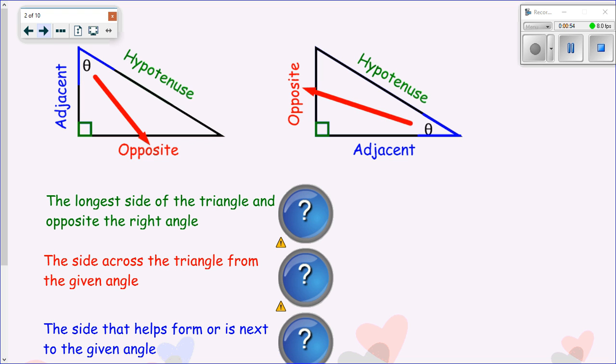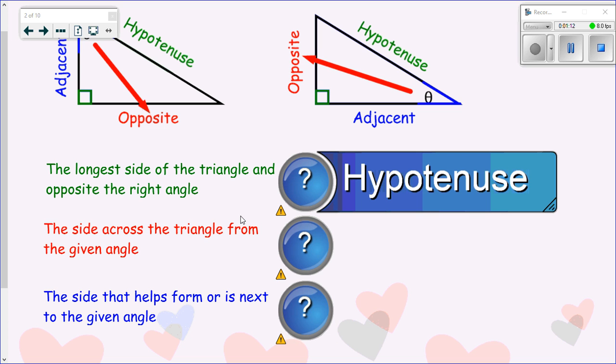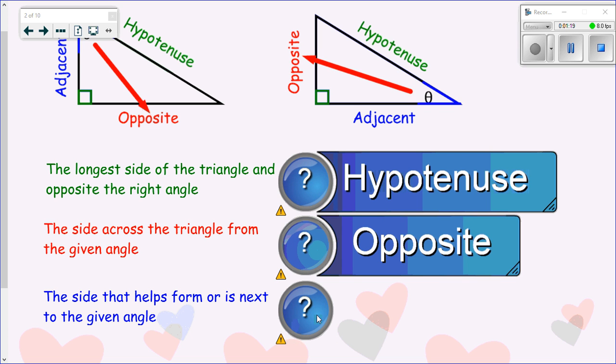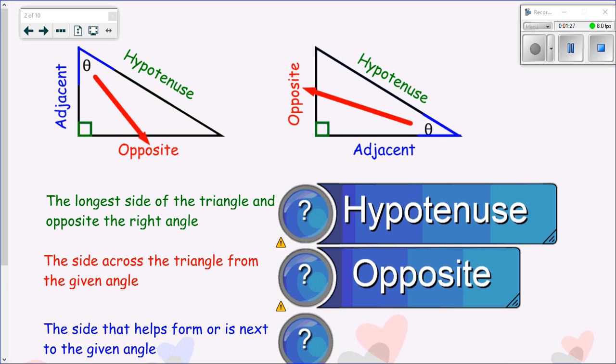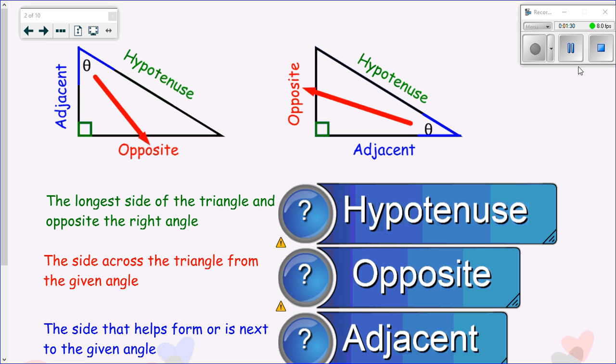And notice that if the angle changes, so in the triangle on the left it's in the top right, in the triangle on the right it's on the bottom right, the names change. So the longest side of a triangle, opposite to the right angle, is the hypotenuse. Then the side across from any given angle is opposite, and the one that's beside or helps make the angle is adjacent. So the hypotenuse is always one side of the angle, and the adjacent is the other.